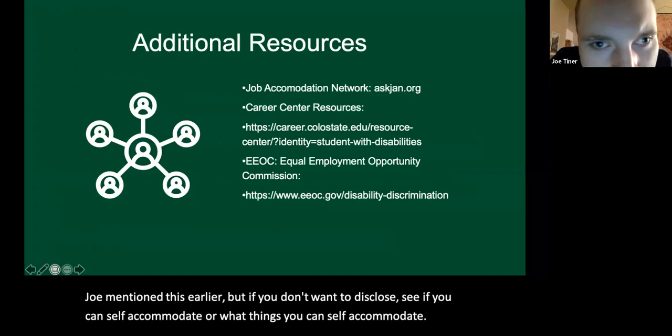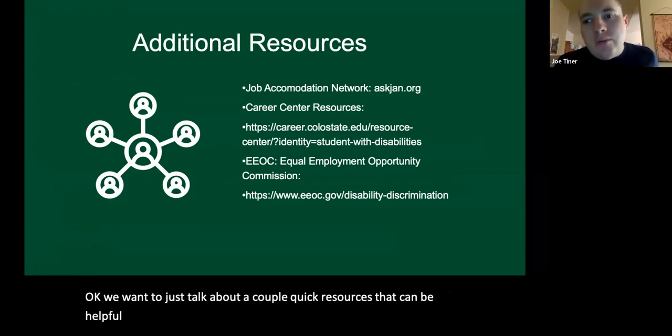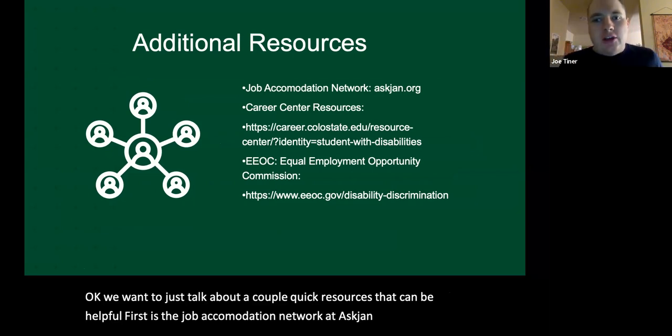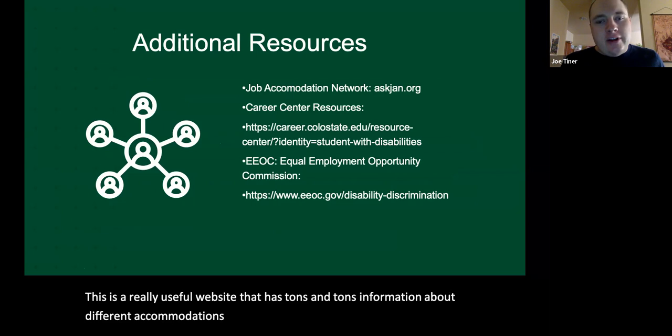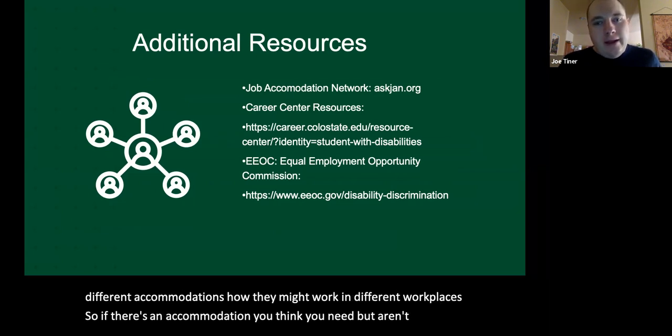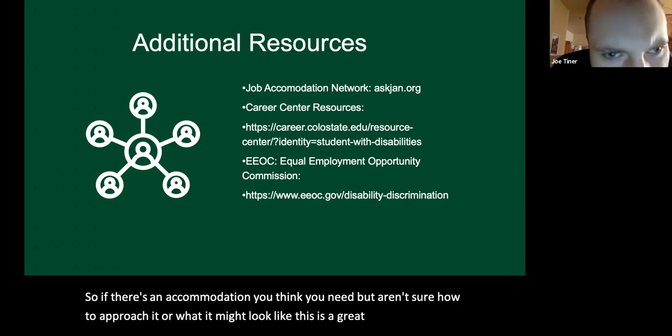Okay, we want to just talk about a couple quick resources that can be helpful. The first is the Job Accommodation Network at askjan.org. This is a really useful website that has tons and tons of information about different accommodations, how they might work in different workplaces. So if there's an accommodation you think you need but aren't sure how to approach it or what it might look like, this is a great resource for researching some of that.